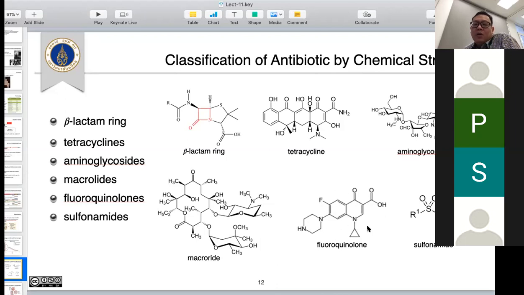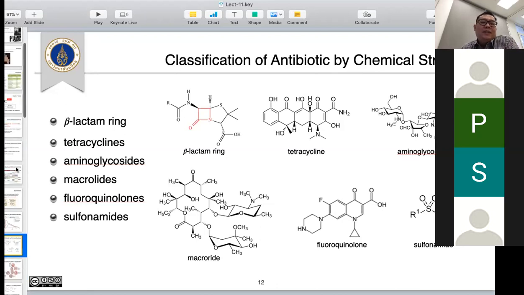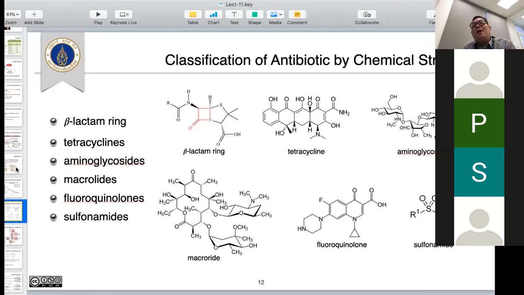Okay, this is another group. And sulfur with two double-bonded O here is sulfonamide. There are so many groups more than this. This is the classification of antibiotics by chemical structure. When we talk about this bacteria, you hear a lot more in the other lecture. Treatment using a beta-lactam drug means any drug that has this structure.